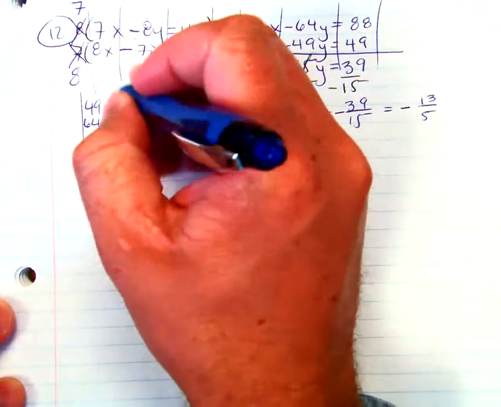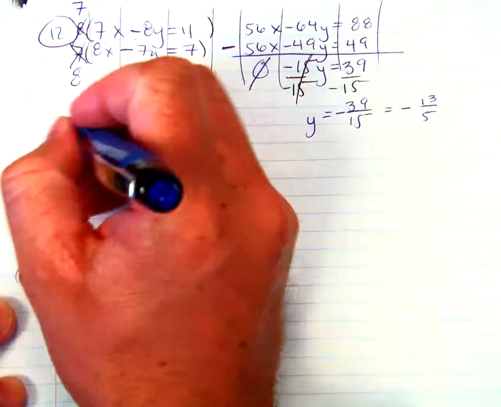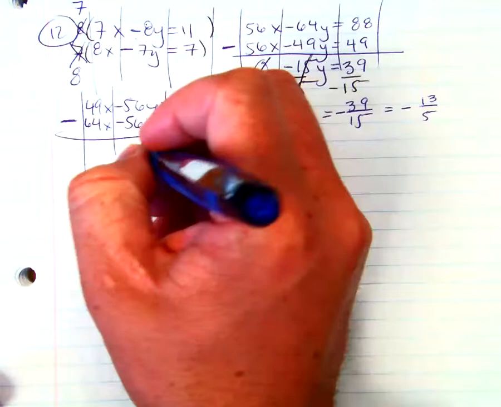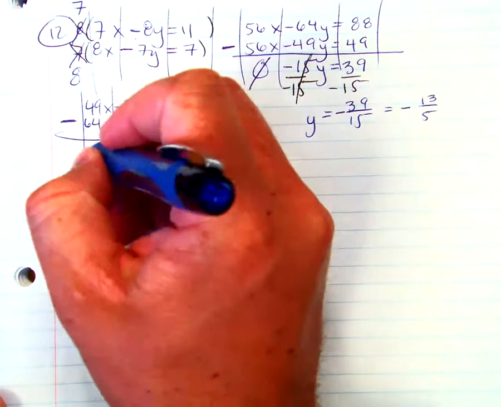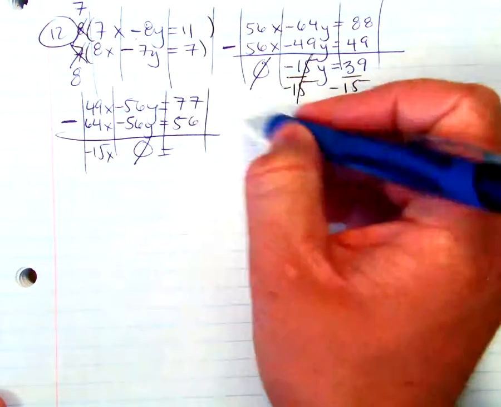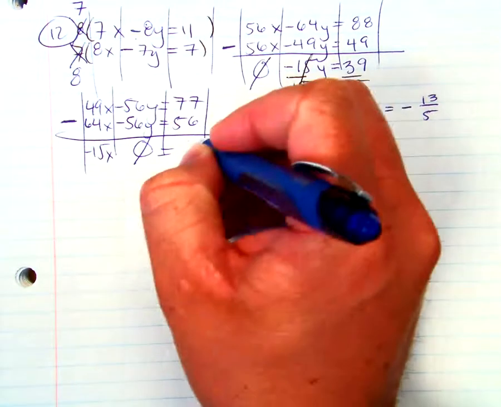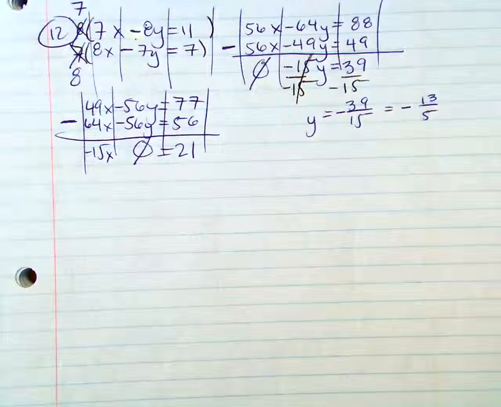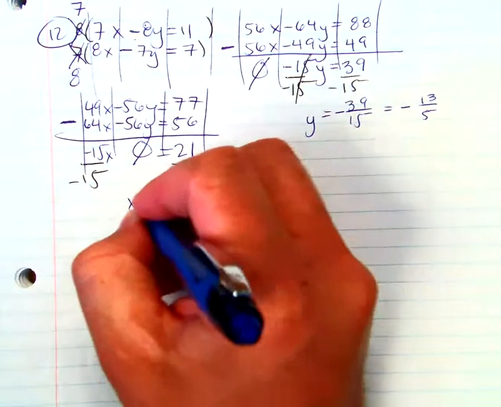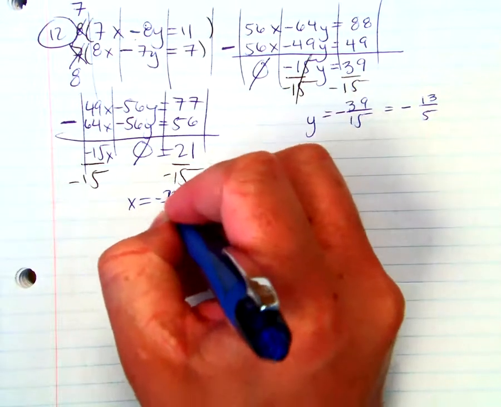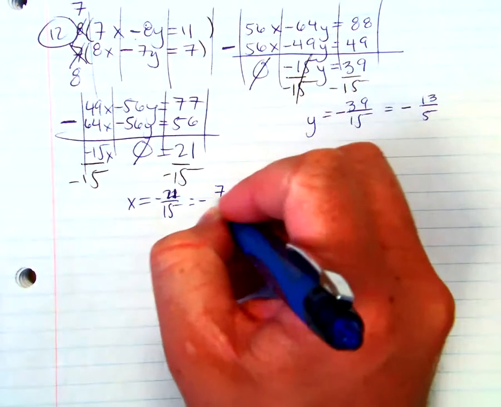Now my y's match. Negative 56 minus negative 56 will make 0. So for the rest, I just subtract. 49 minus 64 is a negative 15x. 77 minus 56 is going to give me a positive 21. If I divide by negative 15 on both sides, I get that x equals negative 21/15, which reduces down to be a negative 7/5.